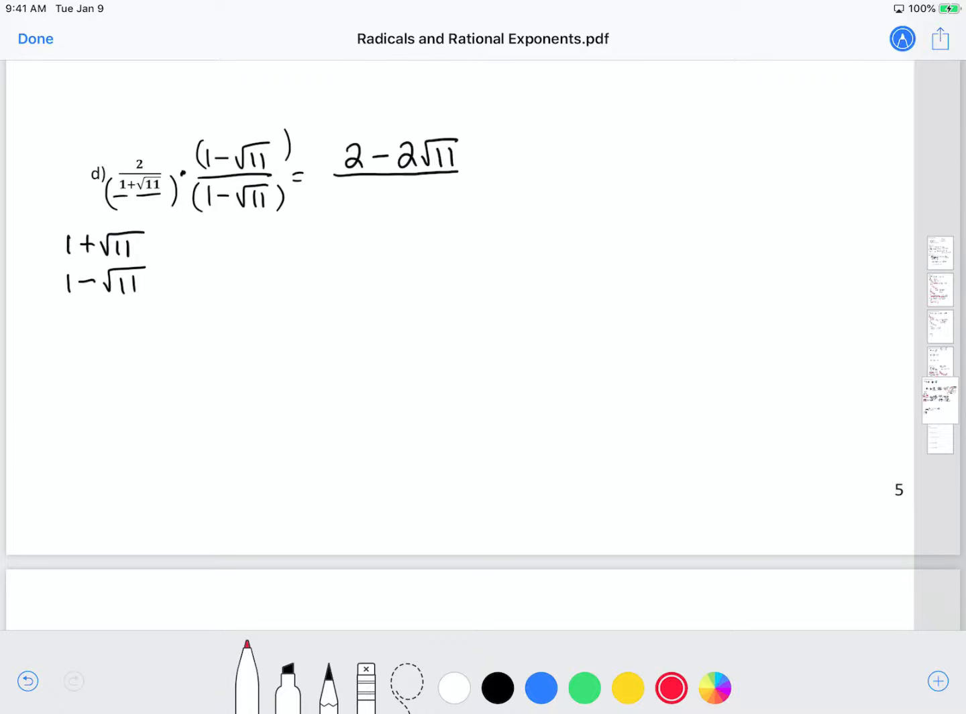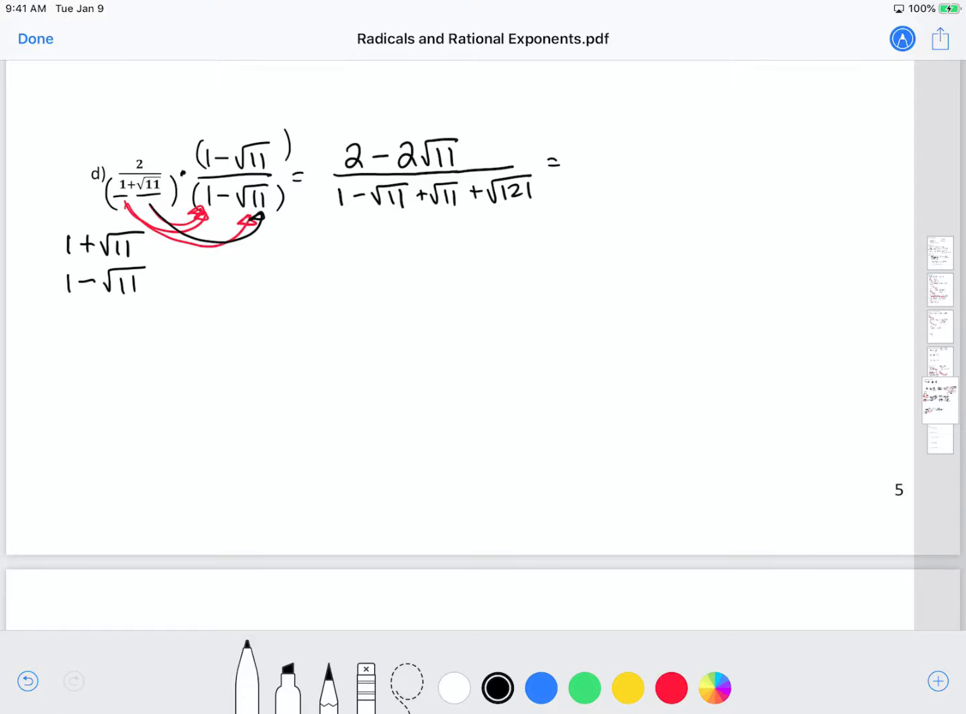Now, when we multiply the bottom, we have to FOIL because we have multiple terms. So I take 1 times 1, and then 1 times minus square root of 11, and then square root of 11 times 1, and then the square root of 11 times the square root of 11 would give me plus the square root of 121. Because the 11s are both under the square root and they're both square roots, I can multiply what's underneath them together, and 11 times 11 is 121.